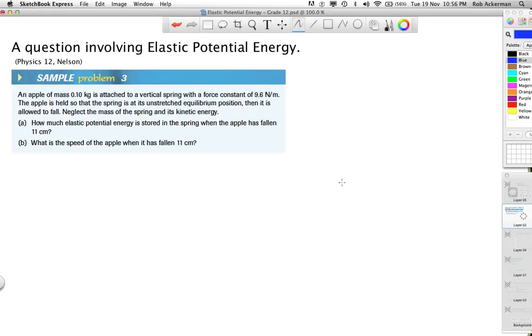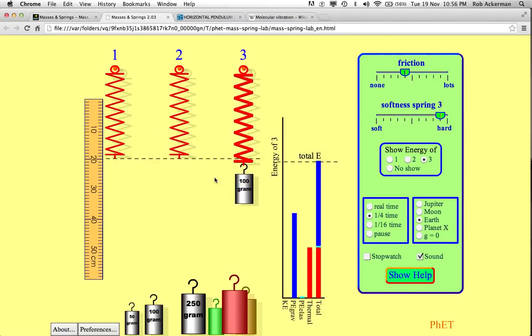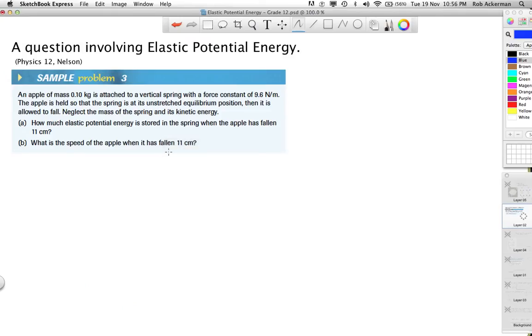So go back to the PhET simulation and see if you can do that. Take one of these masses, attach it to a spring, and just let go of it and allow it to fall, as opposed to slowly lowering it. What do you think is going to happen? Well, the mass is clearly going to fall down, it's going to get pulled back up, it's going to bounce up and down like this.